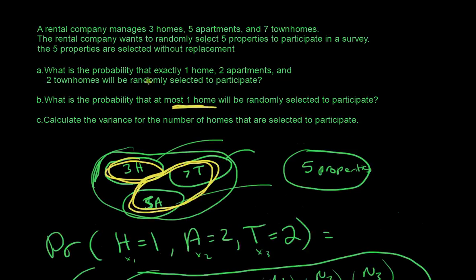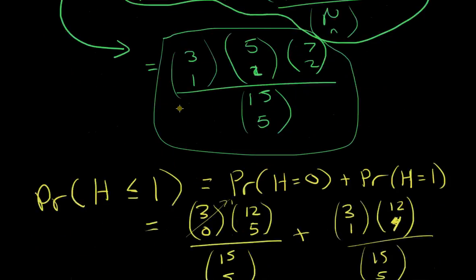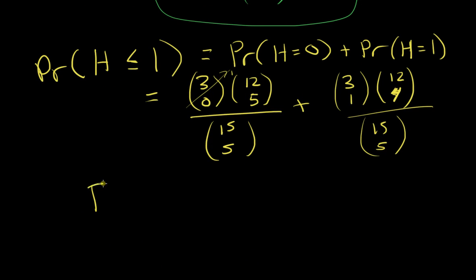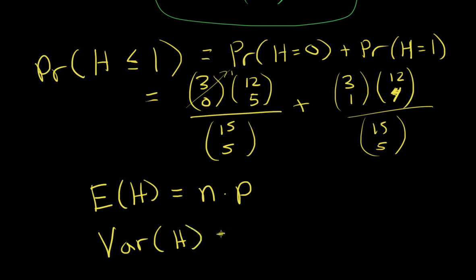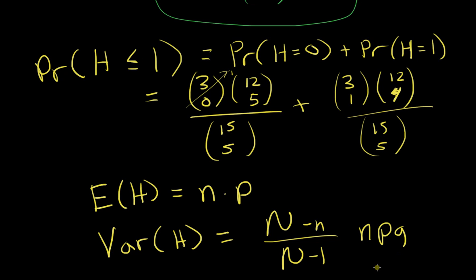All right, so the next question is to calculate the variance for the number of homes that are selected to participate. So this is basically calculate the variance for a hypergeometric probability distribution. You should know how to do that. Actually, you know what? I'm going to start with the expected value. How do we calculate the expected value? You need to know these two formulas. n times p, and the variance will be (N minus n) over (N minus 1) times npq. Okay? So this is the expected value and variance of a hypergeometric random variable.